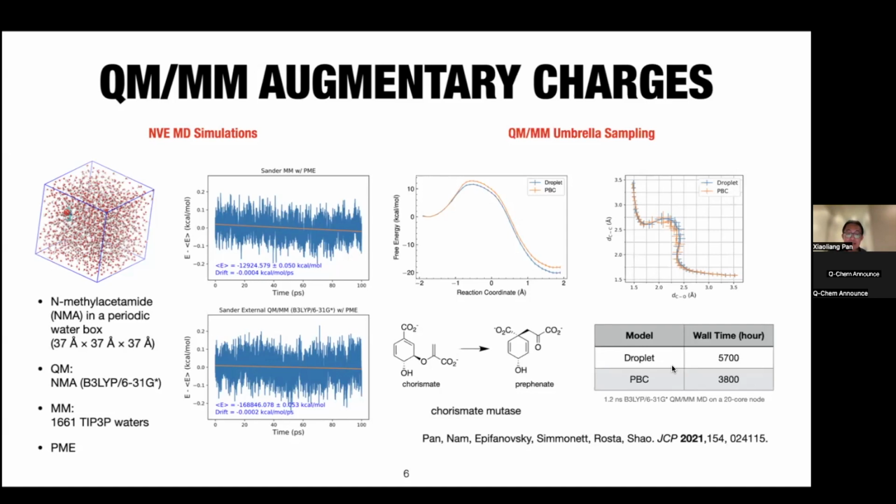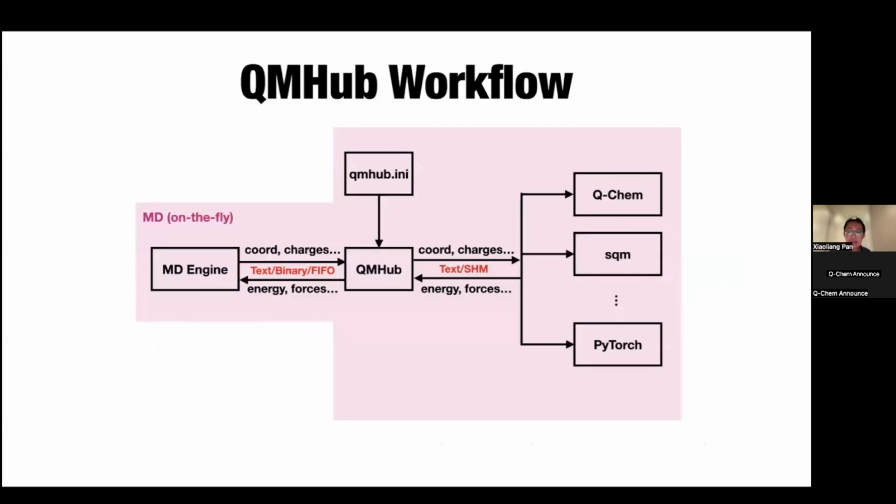calculations. So we use the droplet to include several thousands, like 8 to 9,000 point charges within the single point DFT calculations. But with this augmented charges model, for the DFT calculation, it will only need to include around 1,000 charges. So this is where the saving comes from, even if we did some additional PME calculations. So yeah, that's the key feature of this QMHub.